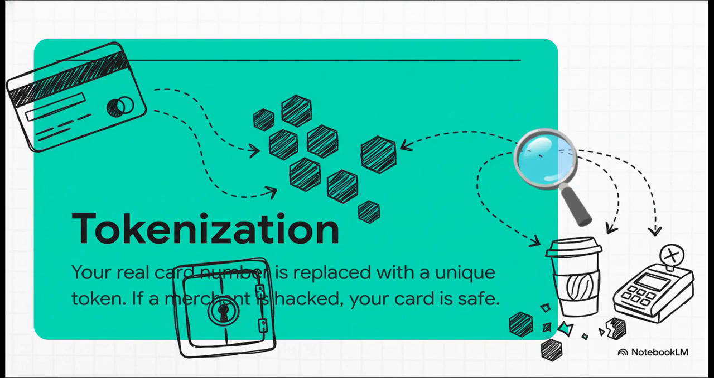Let's talk about tokenization for a second. Here's the deal. The system never sends Alex's actual 16-digit card number to the merchant, ever. Instead, it generates a unique one-time use card token for that specific transaction. So what's the point? If that coffee shop ever gets hacked, all the bad guys get is a bunch of useless expired tokens. Alex's real card details stay safe and sound inside the bank's system. It's a game changer for payment security.